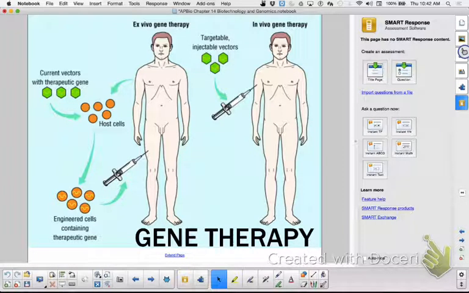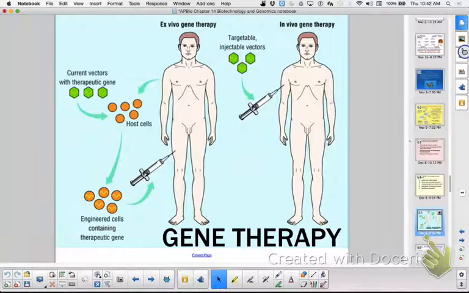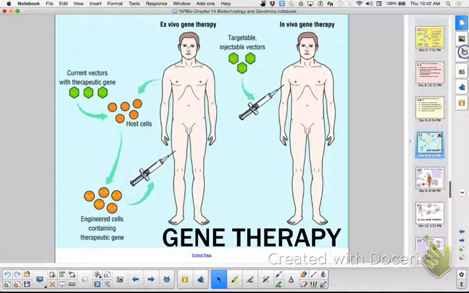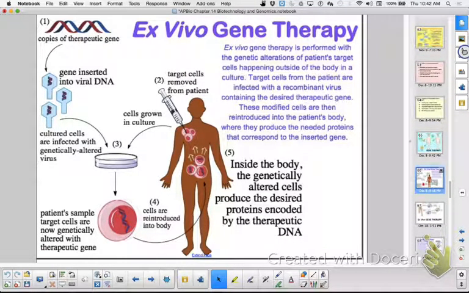Well, you have to have a naked man, obviously, in both situations. But was it in vivo? Do you see they're just injecting it directly into him? But in ex vivo, they're removing some cells, mixing them with the virus, and then returning them. So the therapy took place outside of the life form, or the therapy took place within the individual. See the difference?